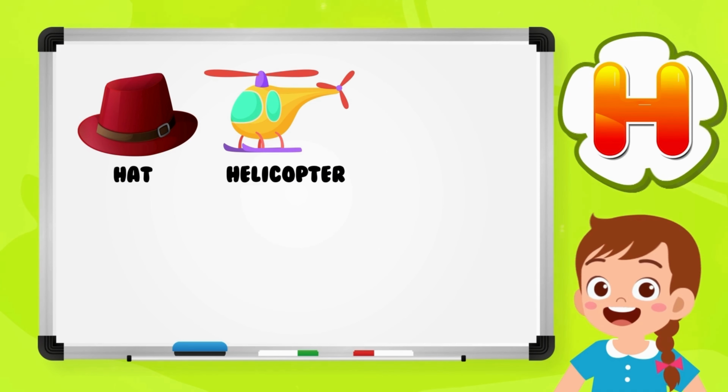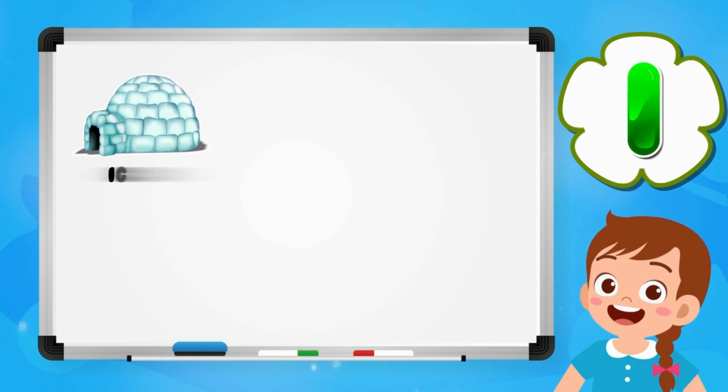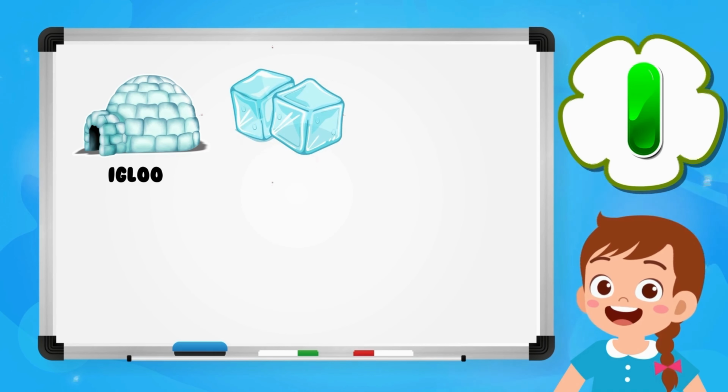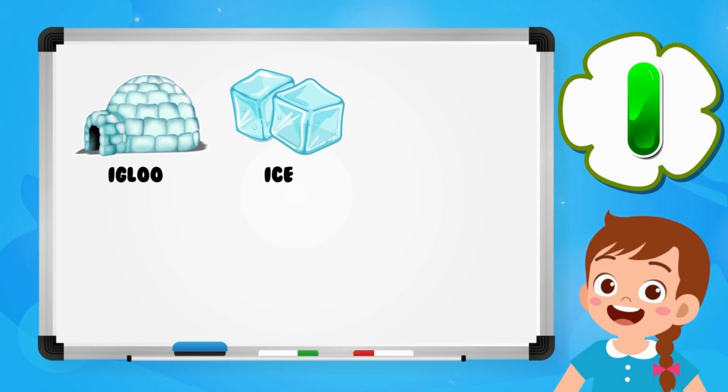I. I is for igloo. I is for ice. I is for ice cream. I is for insects. I is for iguana. I is for ink.